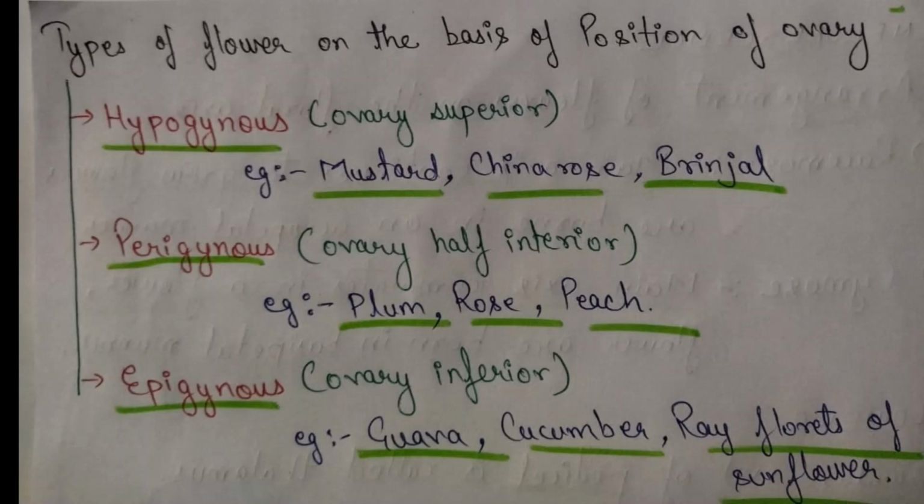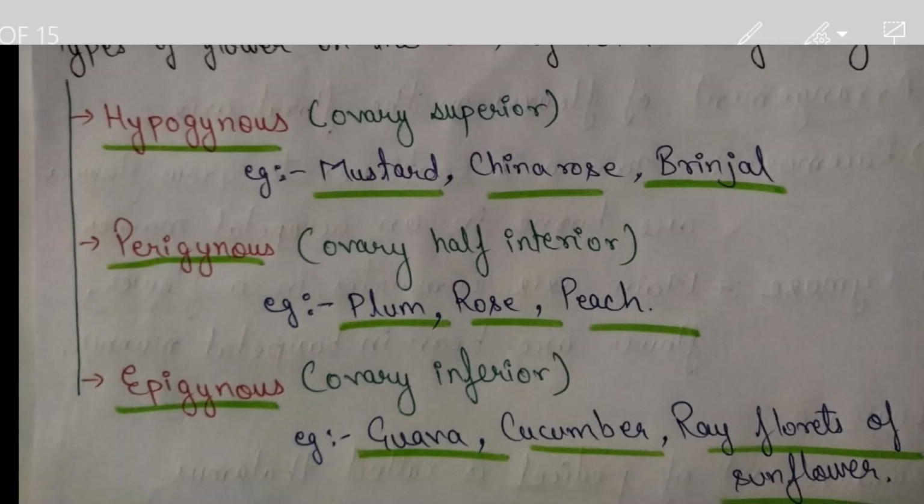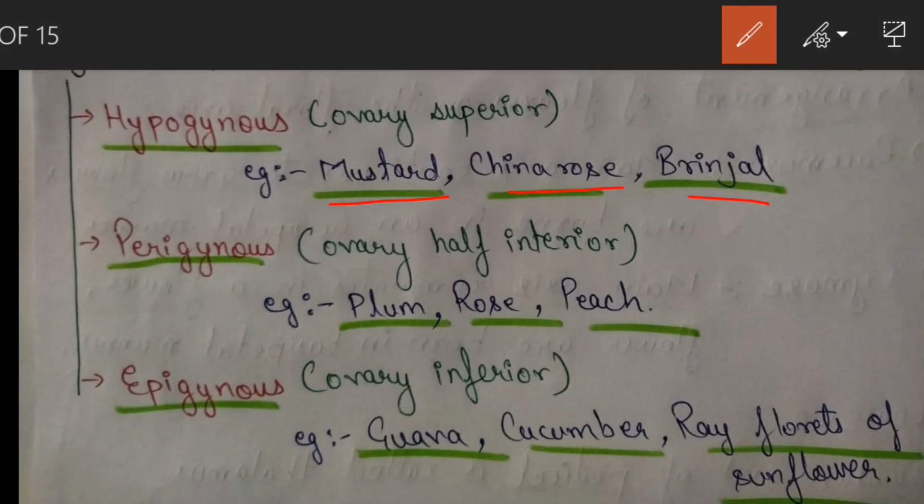Next we have classification of flowers on the basis of position of ovary. The first one is hypogynous and it is also known as superior ovary. In this, gynoecium occupies the highest position. Examples are mustard, China rose, brinjal.